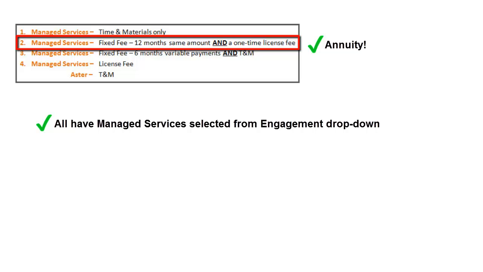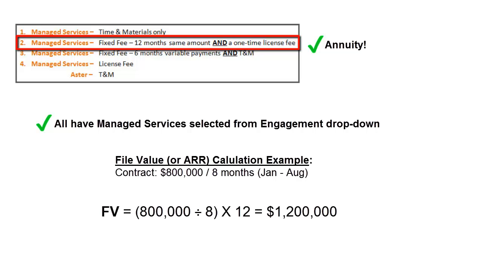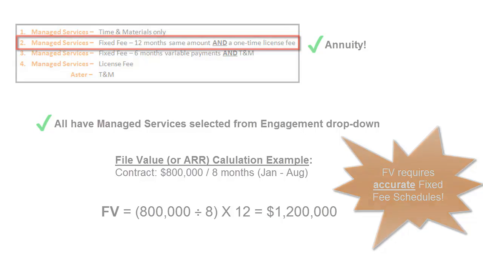The file value calculation uses the start date, end date, and total amount of the recurring fixed fees. A simple example is a contract for $800,000 to be paid in 8 equal monthly increments from January to August. The file value would be $800,000 divided by 8, which equals $100,000. This is then multiplied by 12 to annualize it. You will not be required to make this calculation in the system. It will calculate it for you. But the calculation relies on accurate fixed fee schedules to be created. Let's walk through this now.